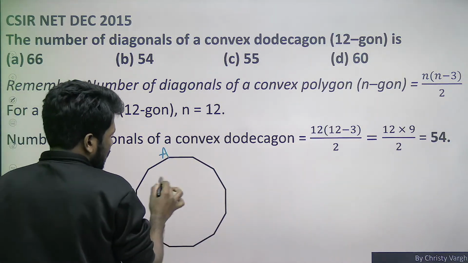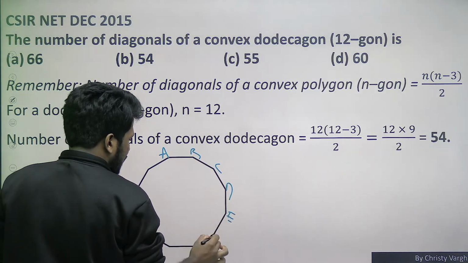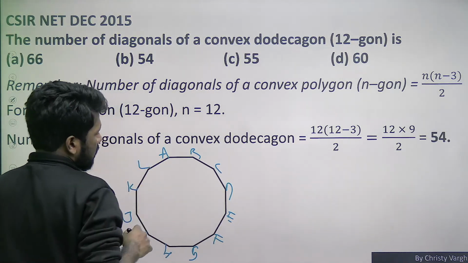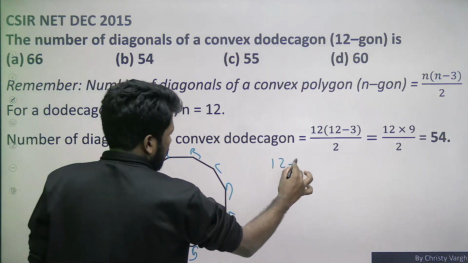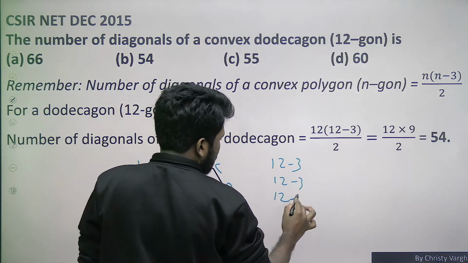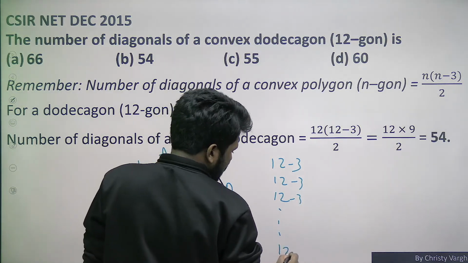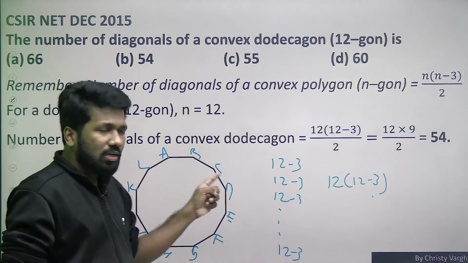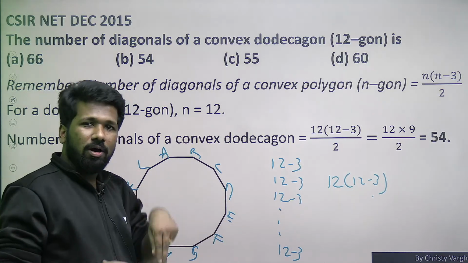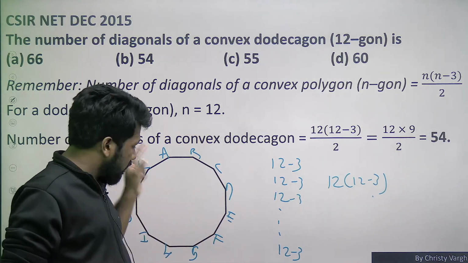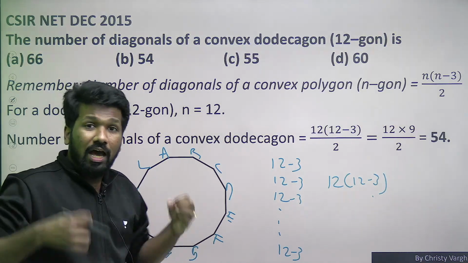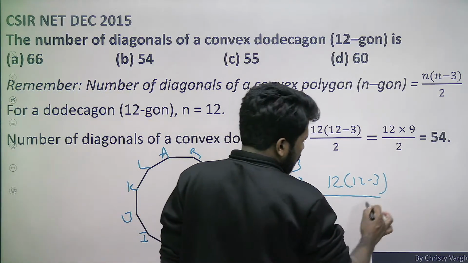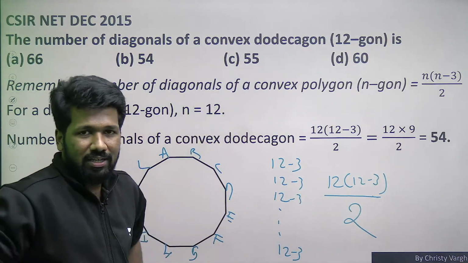Why half of them? Again, forget about that repetition. Once more, I will summarize. A, B, C, D, E, F, G, H, I, J, K, L. From A 12 minus 3, from B 12 minus 3, from C 12 minus 3, up to L 12 minus 3, meaning it should be 12 into 12 minus 3. But in 12 into 12 minus 3, AC and CA are counted 2 times, AD and DA are counted 2 times, AE and EA are counted 2 times, AF and FA are counted 2 times. Every diagonal is counted 2 times. We need the number of distinct diagonals. That means only half of it is original, half is duplicate. Are you all understanding this?